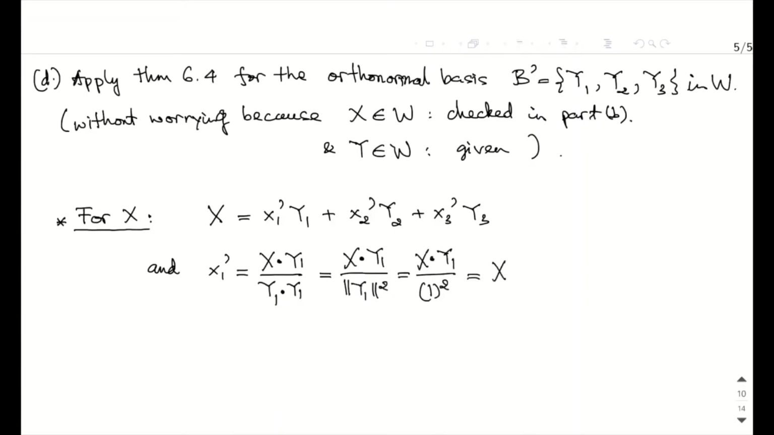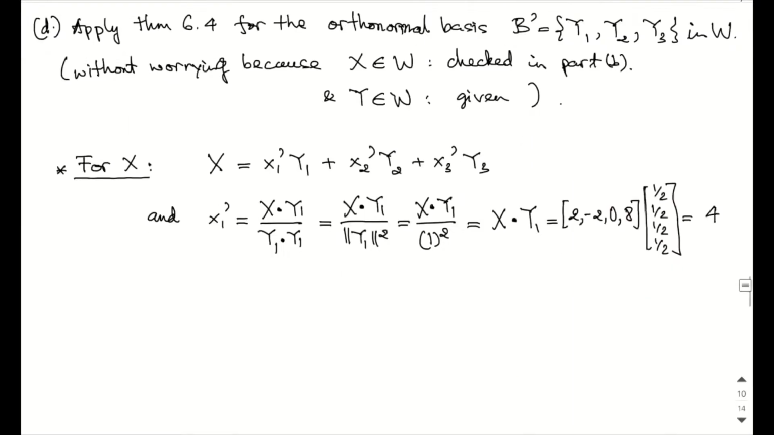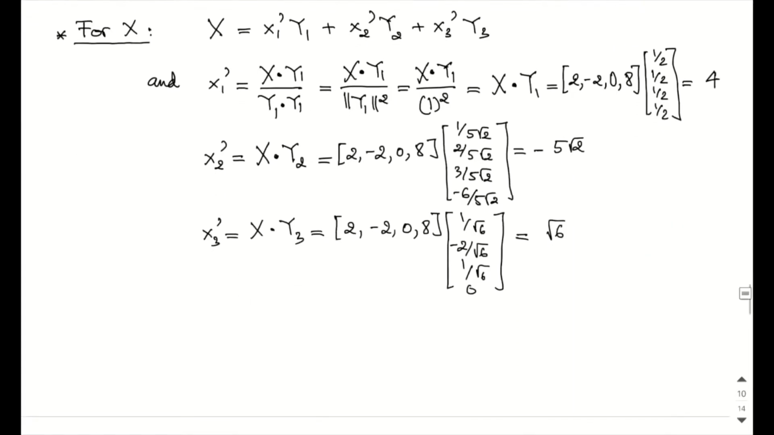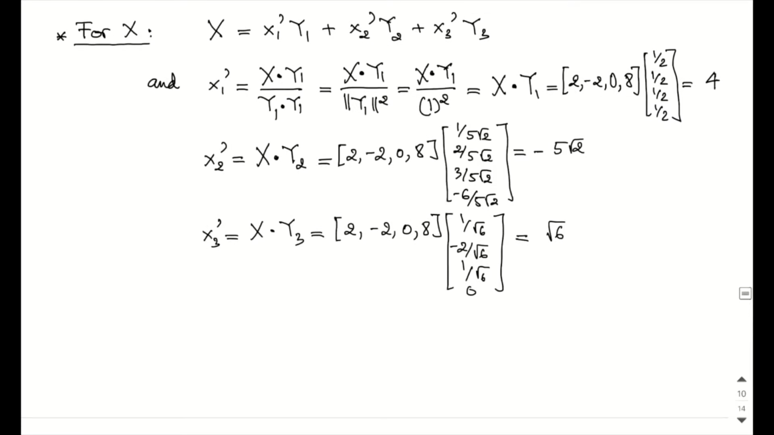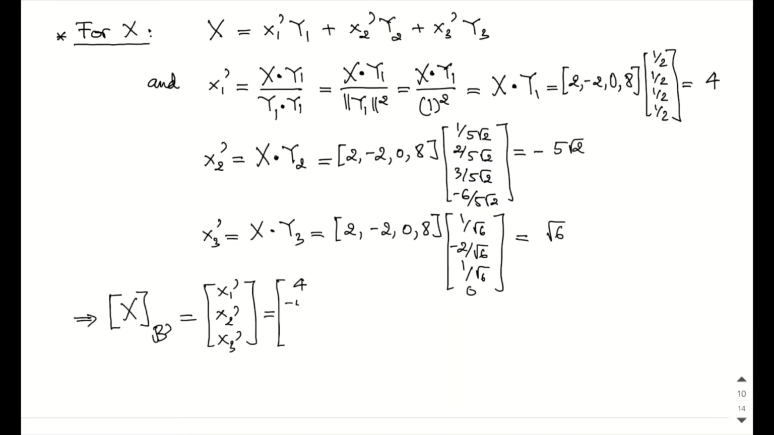And so what you actually have is just the dot product between the vector you want to find the coordinate with the first vector in the basis. You're going to get 4. Similarly, and so this means that the coordinate of x with respect to the new basis is x1 prime, x2 prime, x3 prime, and that is the column vector of 3 entries, 4, -5 root 2, and square root of 6.